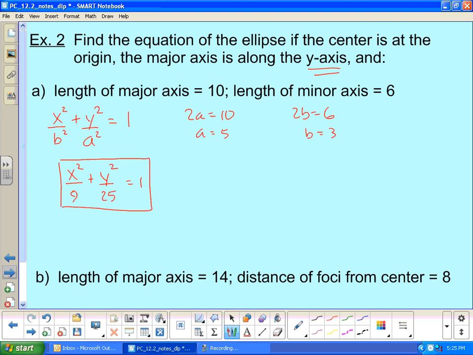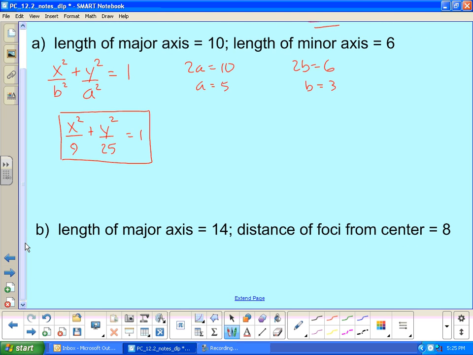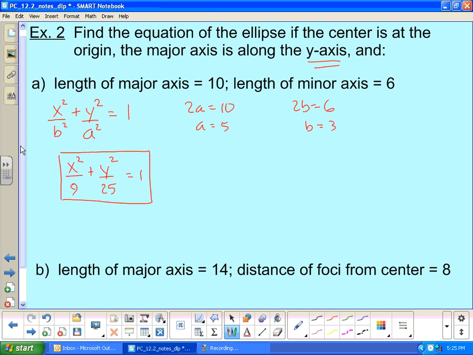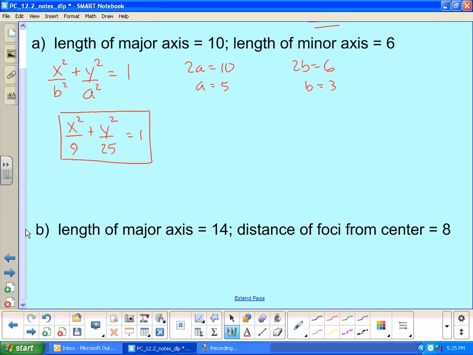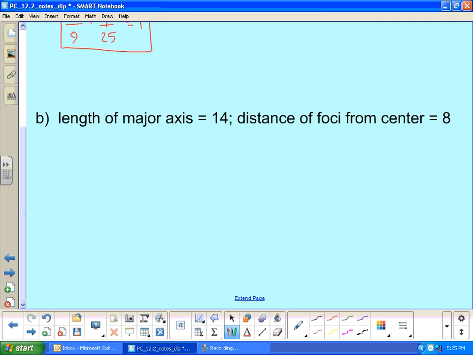What about a scenario where I've got a length of a major axis? We're still having a major axis that's on the y-axis. But now I've got a distance of a foci from the center of 8. So we know we're still looking at an equation that has the a squareds hanging with the y's. We have the major axis length, which means we can quickly find a: 2a equals 14, a equals 7. But b, we don't know.